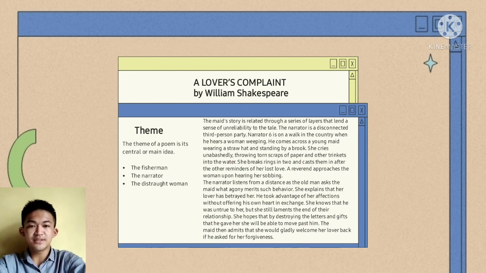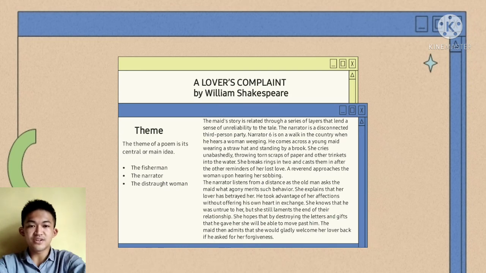The first element that we have to discuss is theme. The theme of the poem is the central or main idea, and the figures of A Lover's Complaint are the first man, the narrator, and the distraught woman. The main story is relayed through a series of layers that lend a sense of vulnerability to the tale. The narrator is a disconnected third-person party.